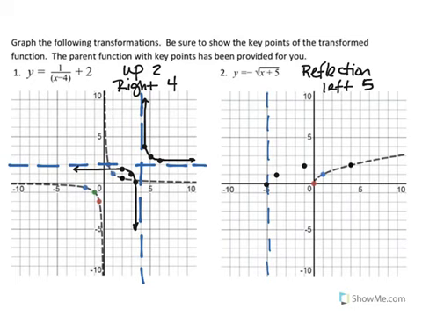So the point on the x-axis is not going to move. The point 1 above is going to go 1 below, and the point 2 above is going to become 2 below. I now have the ability to simply connect those points, and there I have my graph reflected and shifted to the left 5 units. And that concludes this lesson on transformations.